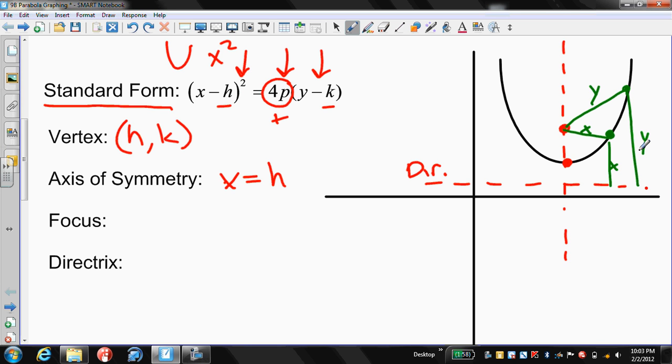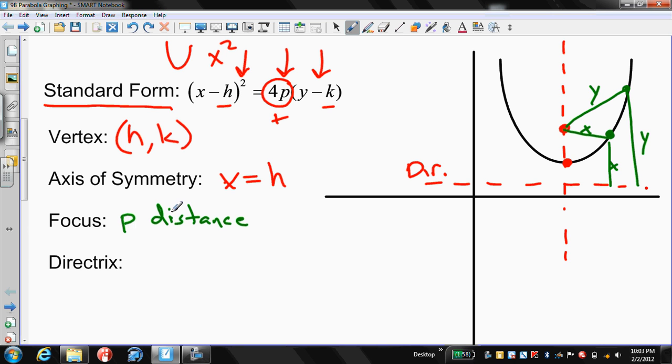So we have to define that focus, and what we have here is p. I'm not going to put an ordered pair here. It's going to be p distance away. And what p is, we call that the focal distance.